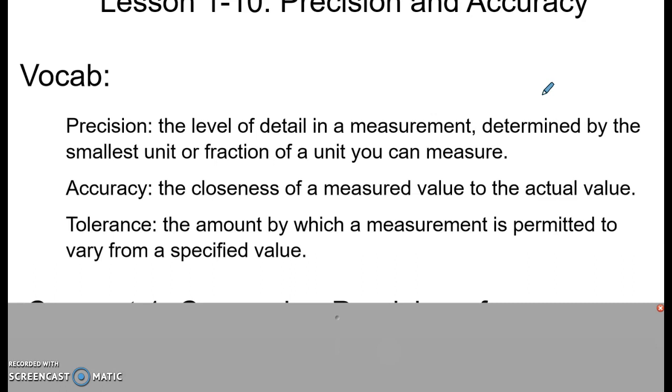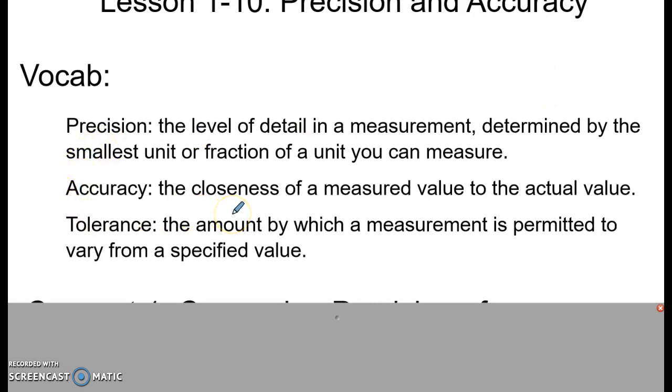All right. The smaller the unit, or the smaller the fraction of a unit, the more precise it's going to be. So if I'm measuring in centimeters and millimeters, and I'm measuring in whole centimeters and whole millimeters, that is going to be a more precise unit. But if I'm measuring in millimeters or hundredths of a centimeter, that hundredths of a centimeter is actually going to be more precise. All right.